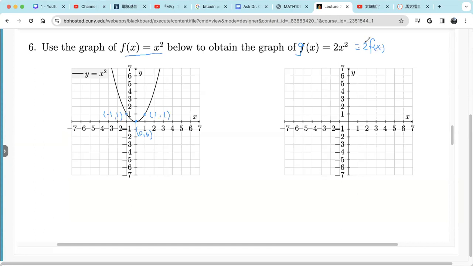So you see this one doubles the function value, right? So (0, 0), double 0, still 0. I still have this point. Double 1, I get (negative 1, 2). I get this point.